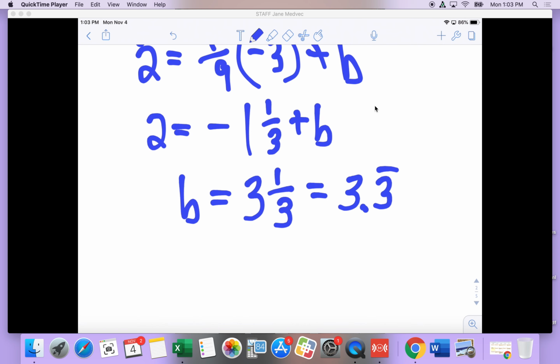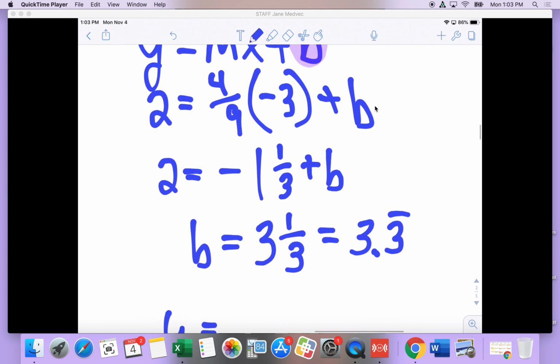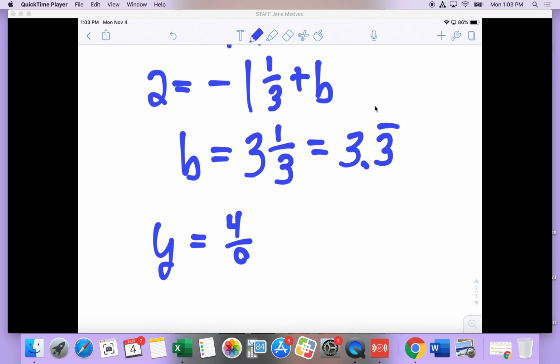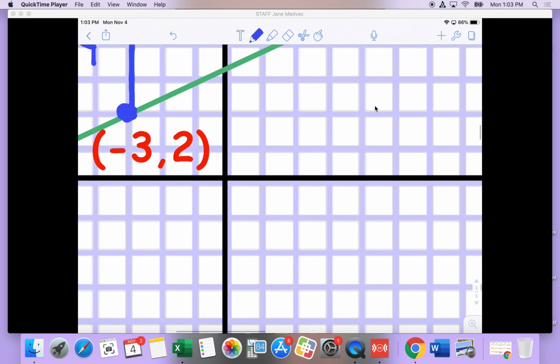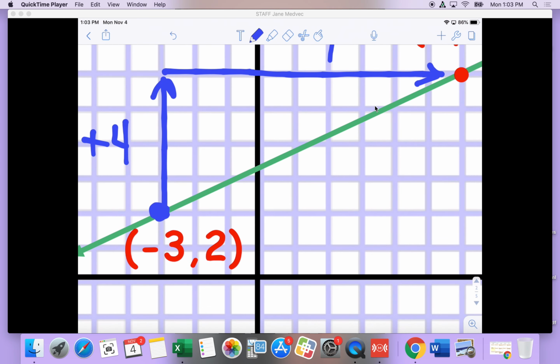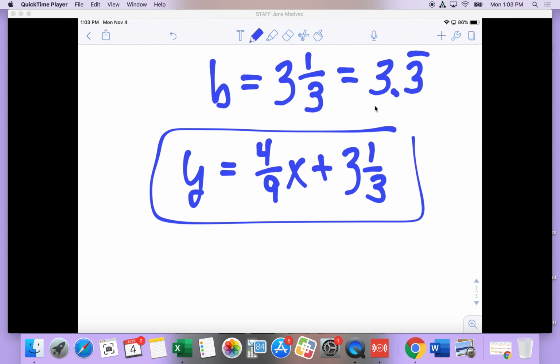However, in my mind, when I look at 1/3, I know the graph a little bit better. Like I know that it's closer to 3. I just find it a little bit easier. So that's my b. So y equals 4/9 x plus 3 1/3. And if I look at my graph, do you remember how I said it was between 3 and 4? Right there, right? So this equation makes a lot of sense.